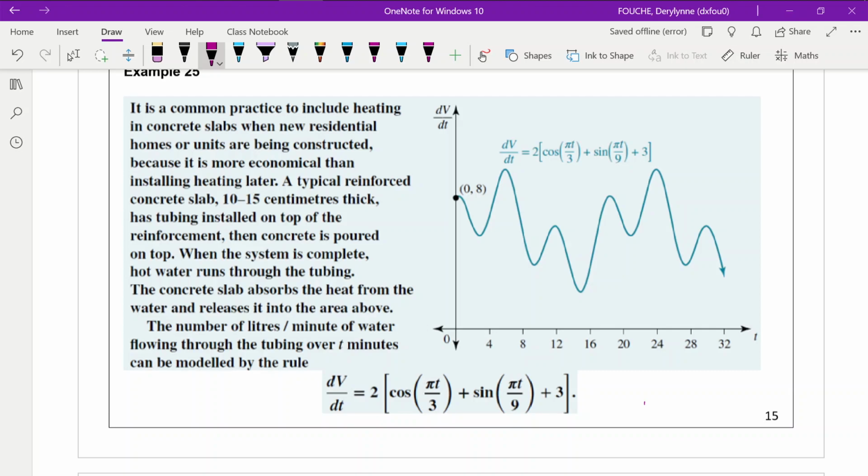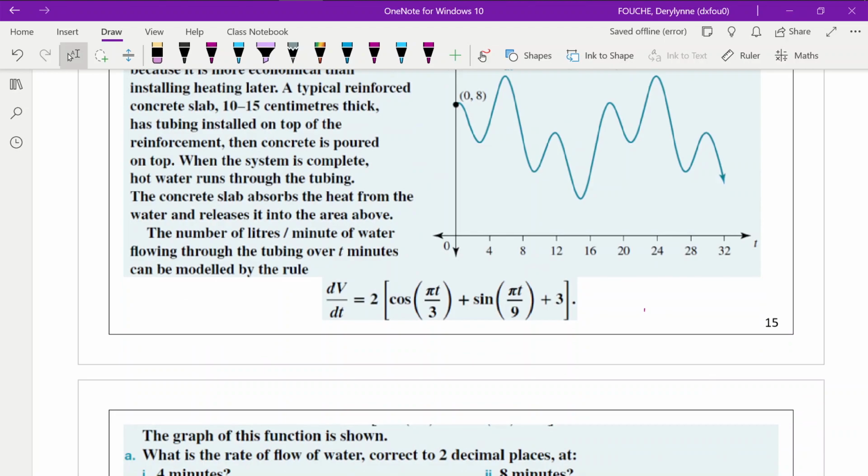Okay, so we know nothing about concrete slabs, and they're just telling you a whole story about these concrete slabs that have got tubing in for heating, and basically the number of liters per minute of water flowing through the tubing over t minutes can be modeled by the rule. Now dV by dt, the rate of change of volume with respect to time, can be given by this function: 2 cos pi t on 3 plus sine pi t on 9 plus 3. And if we have a look at that function, it looks like something that we don't know anything about. But if we just follow our rules and not panic, we can work through it.